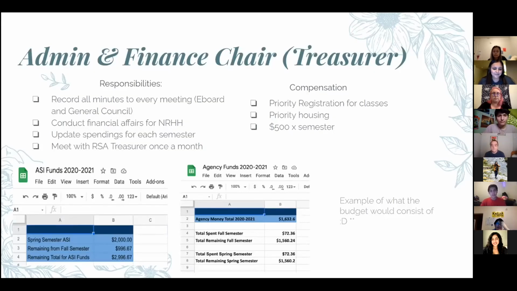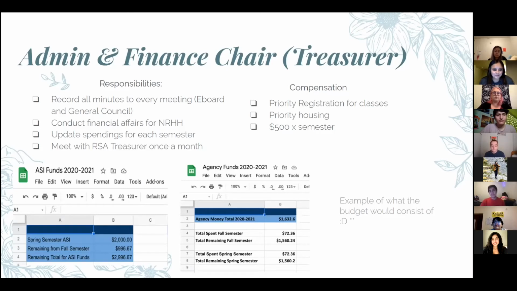I use he, him pronouns, and I am the treasurer for NRHH, or the fancy name, Admin and Finance Chair. Some of my responsibilities are that I record all the minutes for each meeting, so that's our e-board meeting and our GC meeting like right now. I also conduct all financial affairs for NRHH, whether that's spendings or contacting other people for ASI, for example. I also update the spendings for each semester.